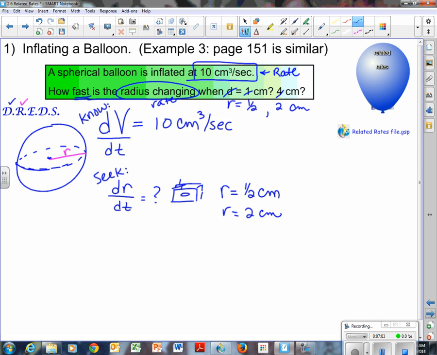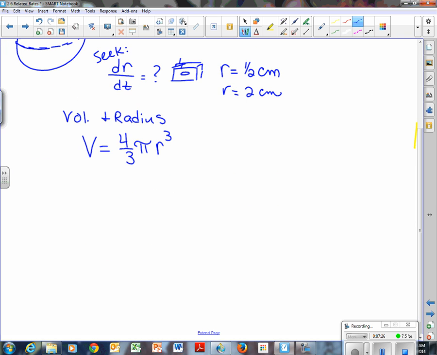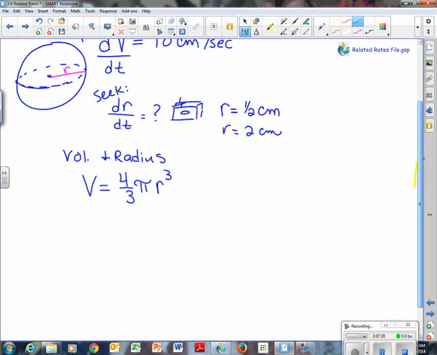Well, the one equation that's going to tie together radius with volume would be the geometric equation for volume of a sphere. And so there are things that you are going to have to memorize. This would be one of them, and most of you probably already know this. 4/3 pi r cubed is our formula for volume of a sphere.